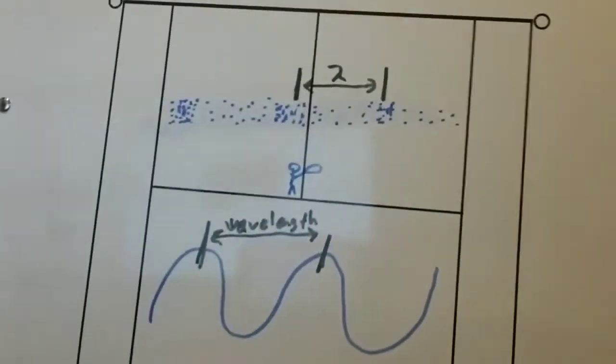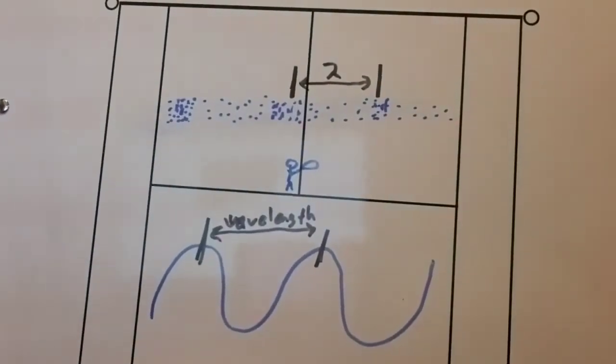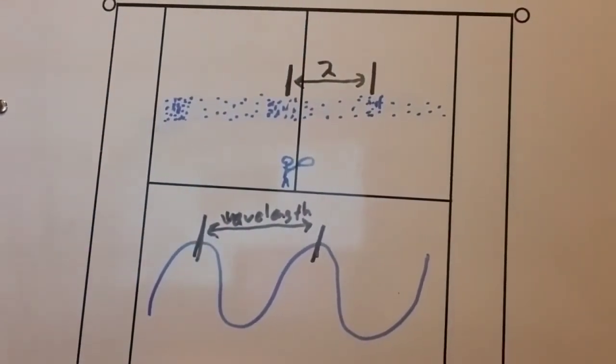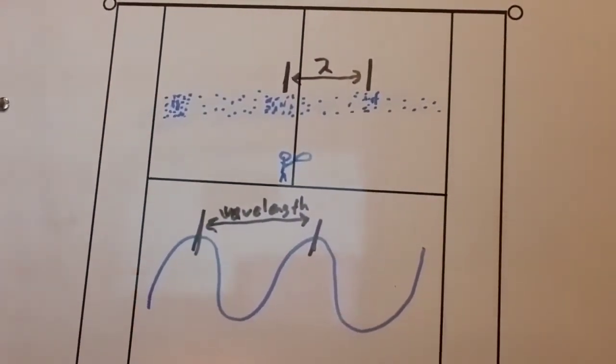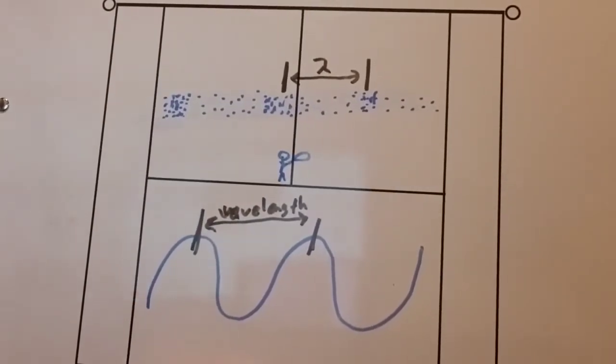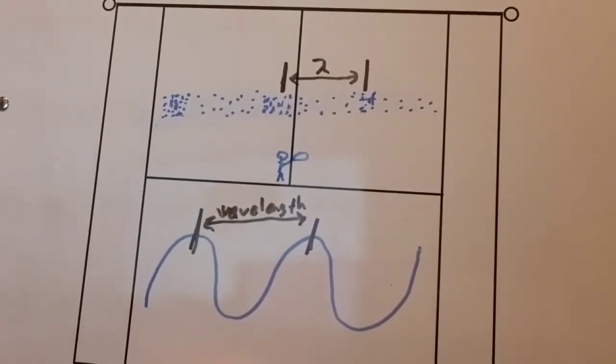And same thing, it could be from the middle of one compression to the middle of the next compression. And for this one, we're going to use a symbol for wavelength, which is that lambda. So that's going to look like this. Wavelength on the bottom wave and wavelength on the top wave. For both of them, we're doing a similar thing. We're measuring from crest to crest on the bottom, and we're measuring from compression to compression on the top.